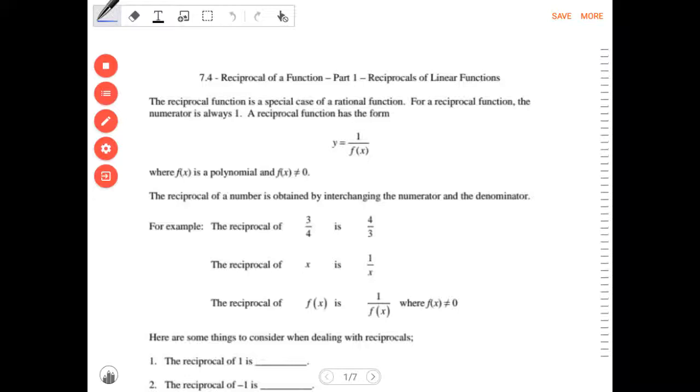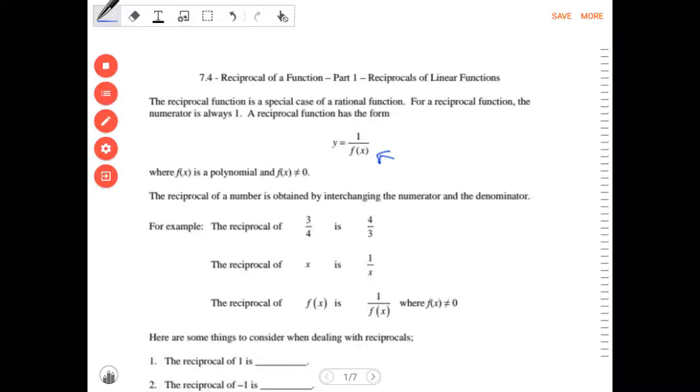Anyways, a reciprocal function is a special case of a rational function. Remember, a rational function was a polynomial fraction, so it had a numerator and denominator. For a reciprocal function, the numerator will always be 1, and it's going to take the form y equals 1 over f of x. Remember, f of x is just a function, where f of x is some kind of polynomial, and f of x can't be 0. Remember, you are never allowed to divide by 0. So in keeping with that, this f of x bit cannot be 0 ever.